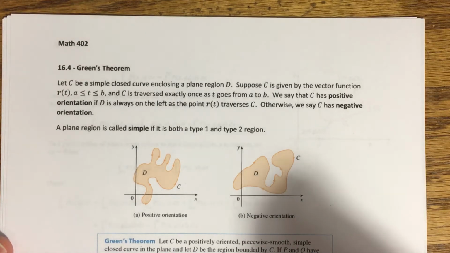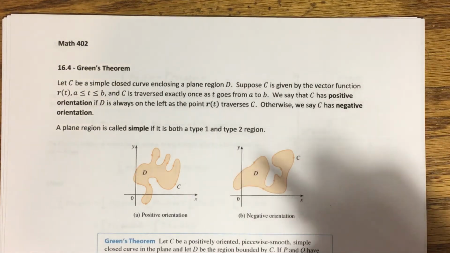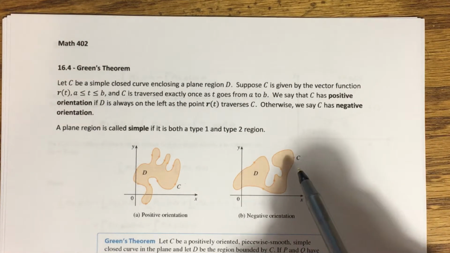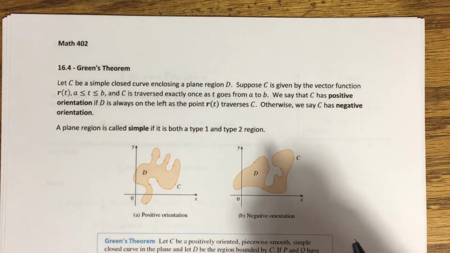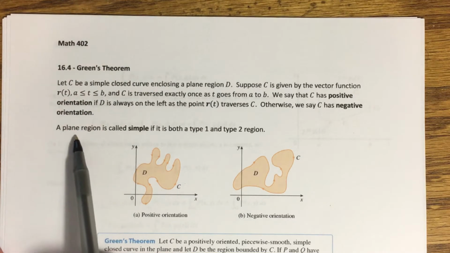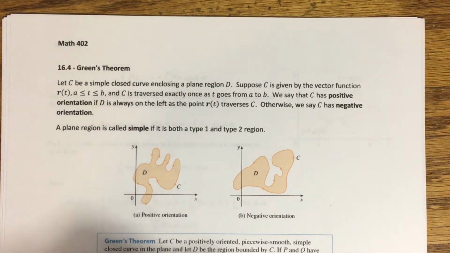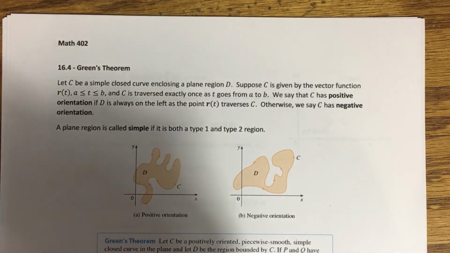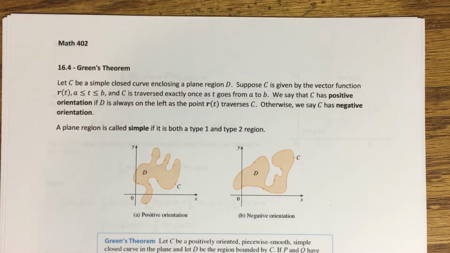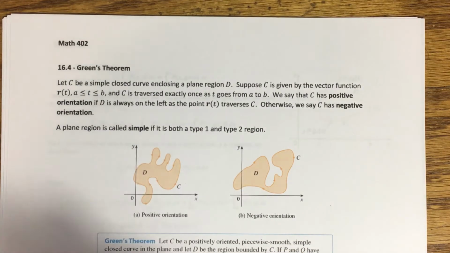In the hypotheses of Green's theorem, we're assuming that the curve that's bounding the region we want to consider for integration is always positively oriented. In addition to that, any plane region is called simple if it's both a type 1 and type 2 region, which are the type 1 and type 2 regions from chapter 15 that we introduced early on, where we talked about evaluating double integrals over those types of regions. So if a plane region can be expressed as either type, we call that simple.